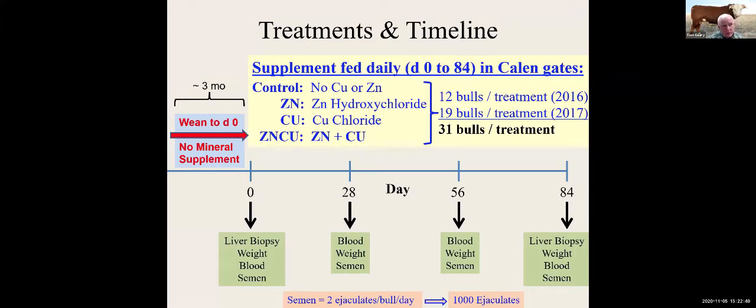Treatments were control, no copper or zinc for that 84-day period, zinc hydroxychloride, or copper hydroxychloride, or both zinc and copper: zinc hydroxychloride and basic copper chloride. I said this was a two-year study, 31 bulls per treatment. Okay.